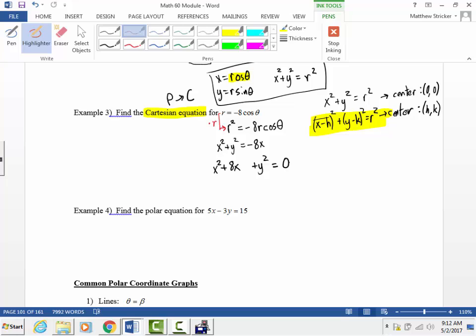Yeah, so if we add 16 here, now if we add 16 to one side, we also have to add it to the other side. So this actually becomes something right here that's factorable. It factors to x plus 4 squared. It's now a perfect square. Then we still have the y squared on the end. You guys see what we did? This is called completing the square.